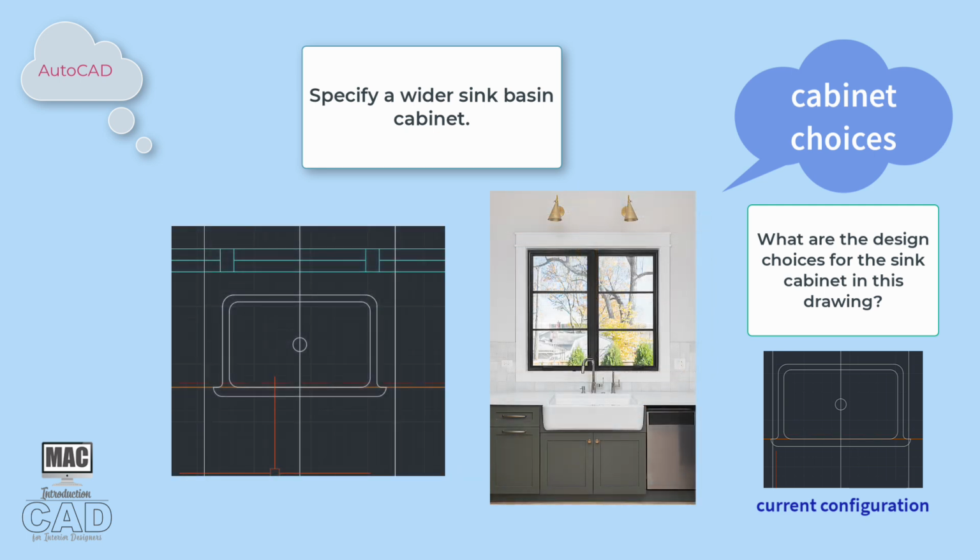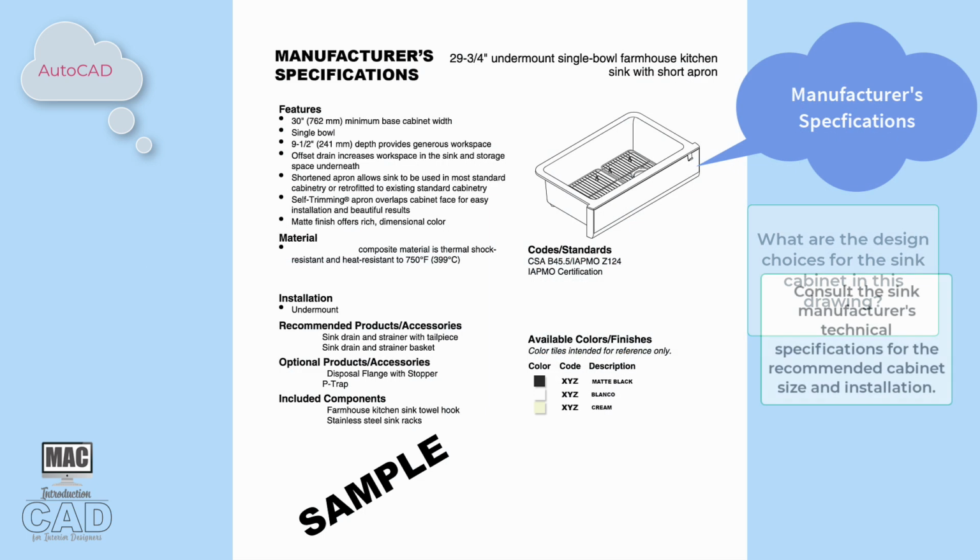You now have a choice to make in your drawing. You can either choose a wide enough cabinet, or you can choose filler strips adjacent to the sink to provide operational space for the doors of the adjacent cabinets and dishwasher. Always consult the sink manufacturer's technical specifications for the recommended cabinet size and installation guidelines.